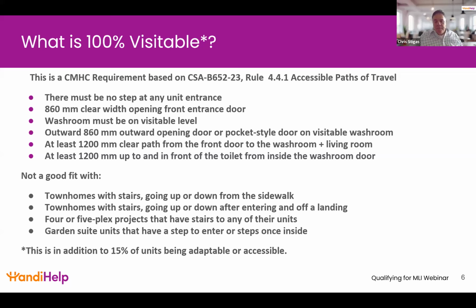A good idea would be to put the toilet as close as possible to the front door, and that helps solve the 1200 millimeter clear path of travel from the front door to the washroom. So if you go in through the front door and the washroom's immediately there, that helps mitigate some of the 1200. And then in terms of access to the living room would be the second, the 1200 millimeter. And keeping in mind that you can have a little pinch in that path as long as it's not greater than 600 millimeters.